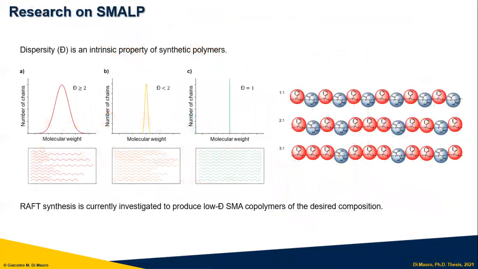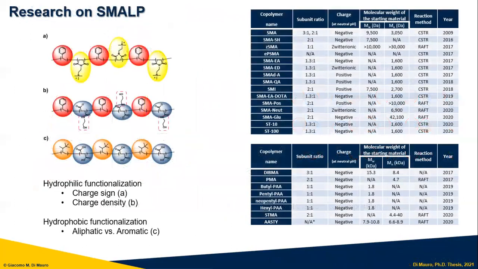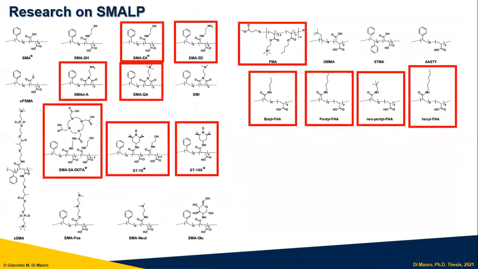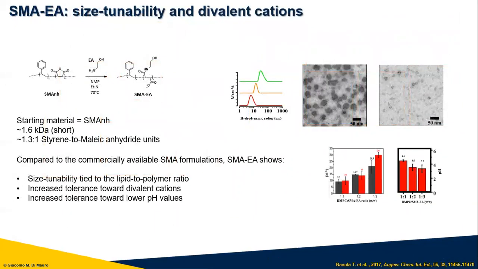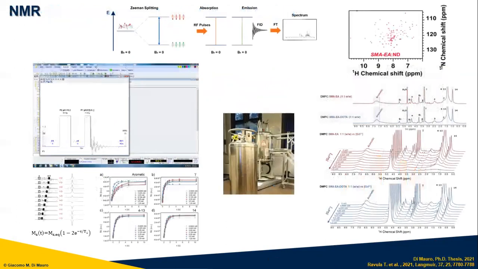Throughout the years, a variety of different formulations have been proposed, and in the Ramamoorthy lab, we played a significant role by introducing many of them, between SMA and non-SMA-based polymers, as highlighted here. In the Ramamoorthy lab, we engineered a small molecular weight polymer and achieved significant new features such as size tunability, increased tolerance toward divalent cations, and lower pH values. This allowed many NMR studies involving 1D and 2D spectra on diamagnetic and paramagnetic samples.